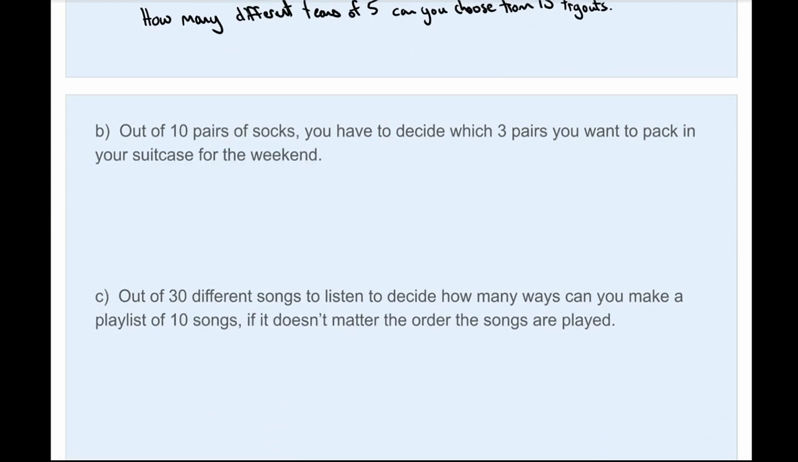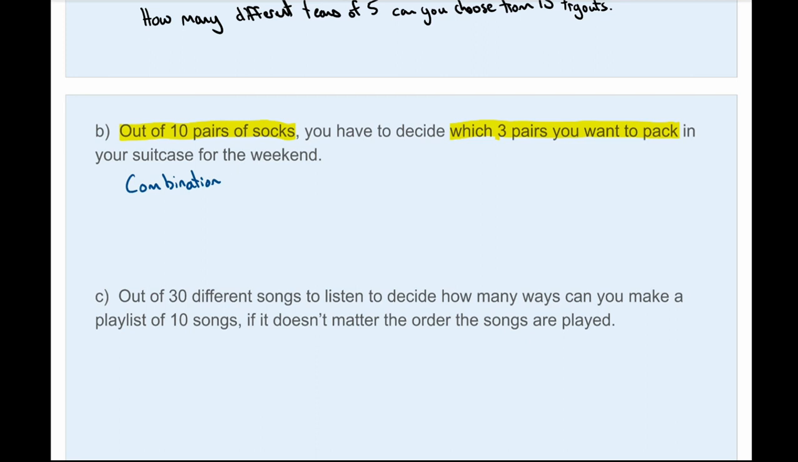For B, out of 10 pairs of socks, you have to decide which 3 pairs you want to pack in your suitcase for the weekend. So in this case, we have 10 total objects or 10 pairs of socks, and we want to decide which 3 pairs you want to pack. So you have to think about, does it matter what order I pick the socks in? Or is the question only asking which pairs am I going to pick? Or which pairs am I going to choose? So in this case, this is going to be a combination, because order does not matter.